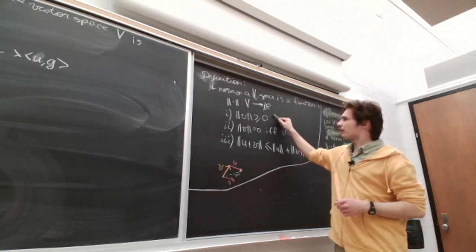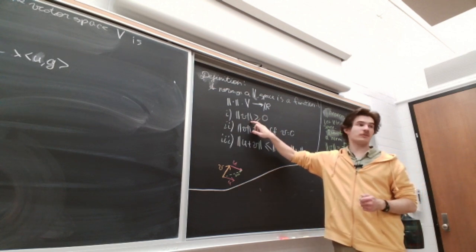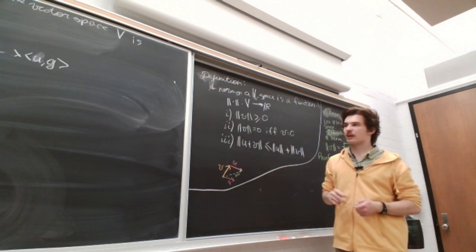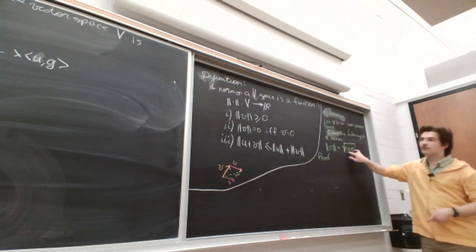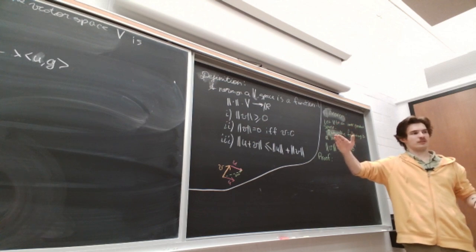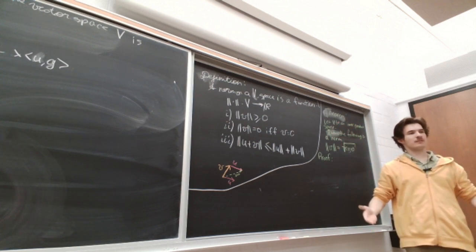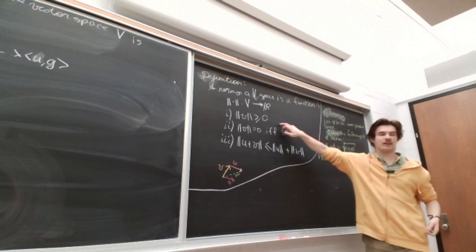Let's look at the first two conditions. The first condition is that the norm of V is always greater than or equal to 0. Well, let's look at this formula. I have the inner product of V with V. According to the definition of an inner product, that's always greater than 0. If I take a square root of that, that's still always greater than or equal to 0. So you're automatically satisfied with this.